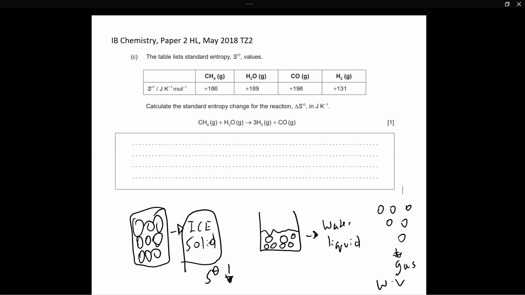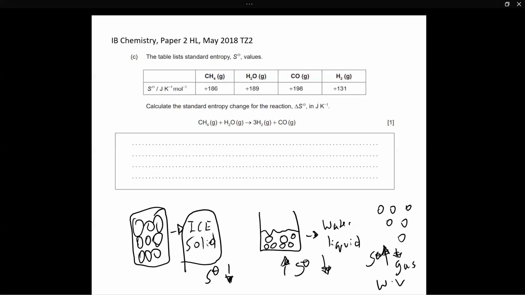In liquids, the entropy is higher than solids. It's higher than solids, but it is lower than gases. And obviously, entropy in the gases is the highest.